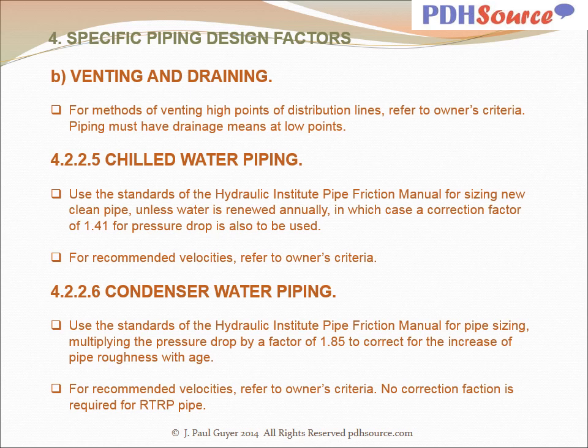For chilled water piping, use the standards of the Hydraulic Institute Pipe Friction Manual for sizing new clean pipe unless water is renewed annually, in which case a correction factor of 1.41 for pressure drop is also to be used. For recommended velocities, refer to the owner's criteria. For condenser water piping, use the standards of the Hydraulic Institute Pipe Friction Manual for pipe sizing, multiplying the pressure drop by a factor of 1.85 to correct for the increase of pipe roughness with age. For recommended velocities, refer to the owner's criteria. No correction factor is required for RTRP pipe.